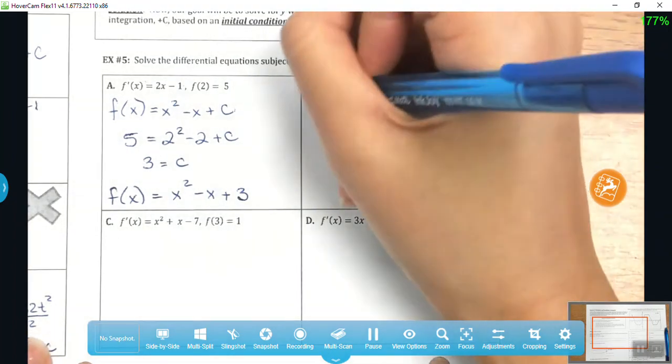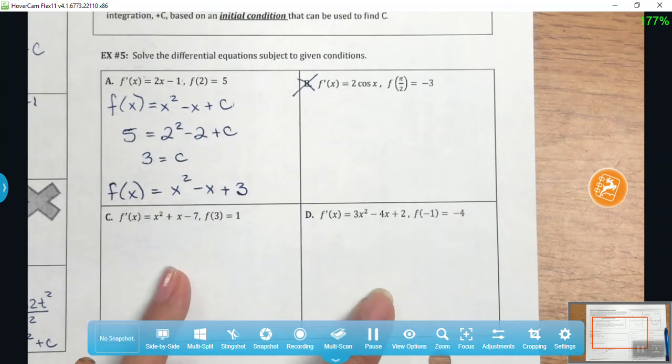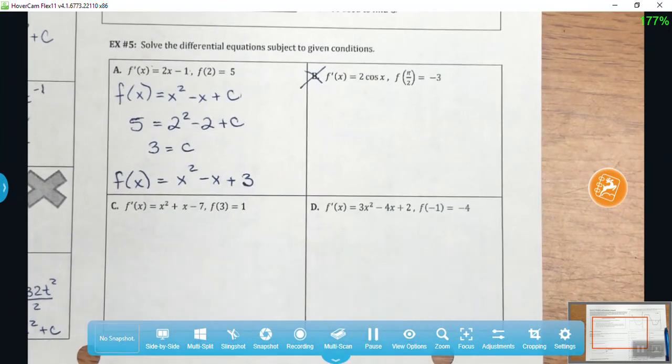Okay, we're going to skip B, but I want you to try C or D. I'm going to write down the answers so that you know, and then we're done for the day. And your homework is on Delta Math.